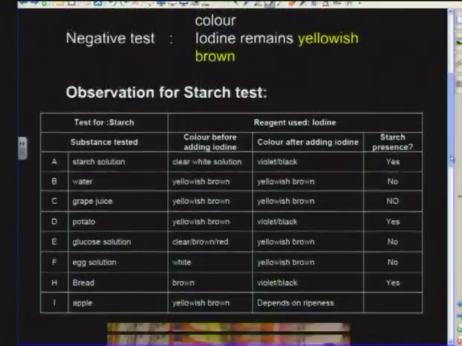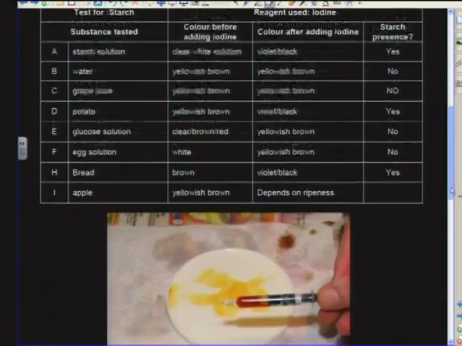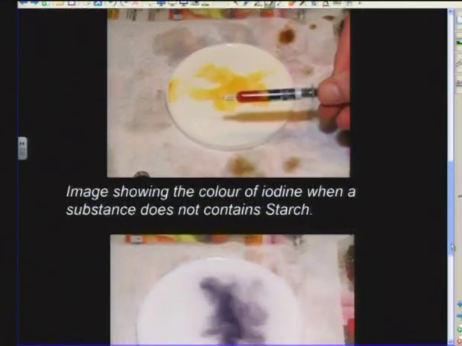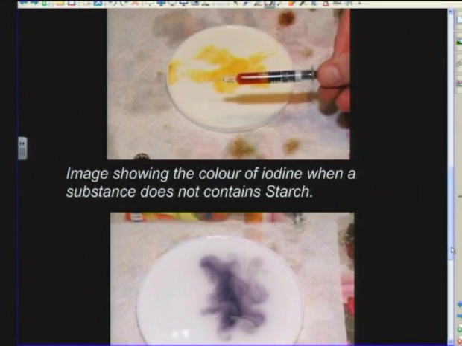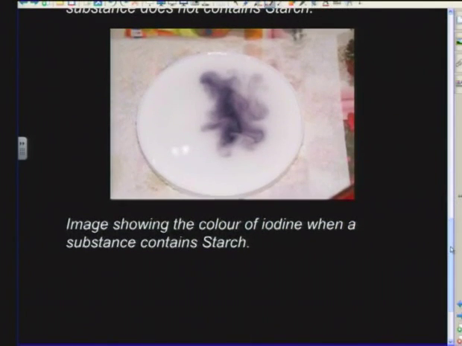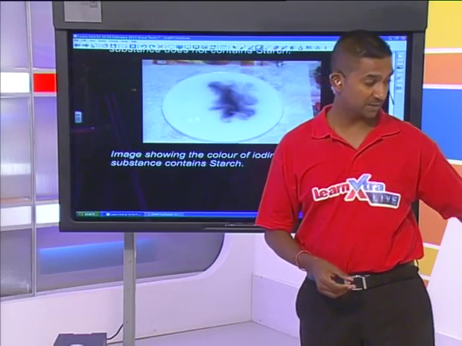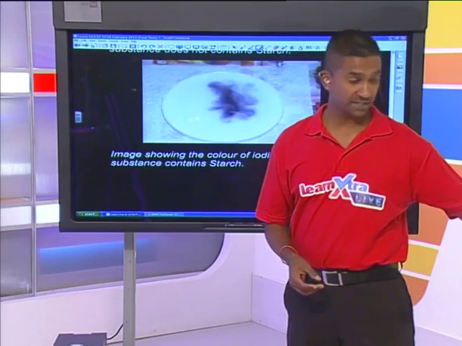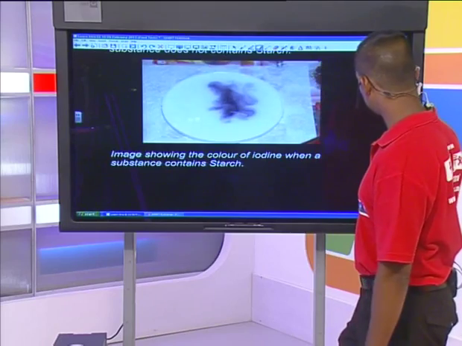I also tabulated these results, and during my experiment I also took some photographs of images that we used at our labs. Here you can clearly see the absence of starch, and here the dark purplish color indicating the presence of starch in the food samples. This image shows the iodine when a substance contains starch. We saw that beautiful dark violet color when we tested the potato. Let's move on to the next test that we looked at.